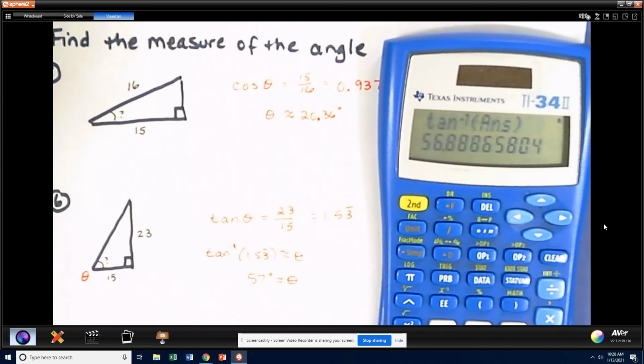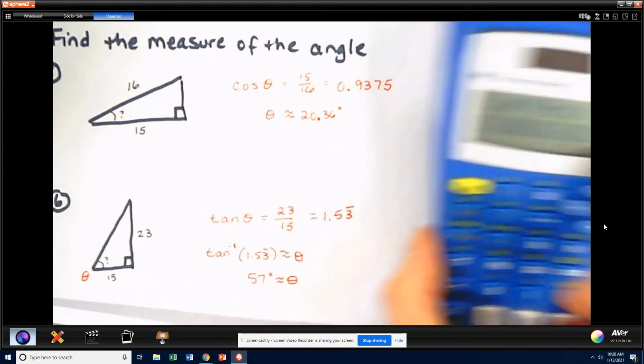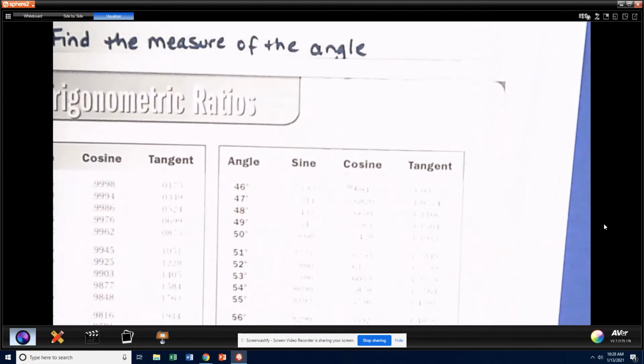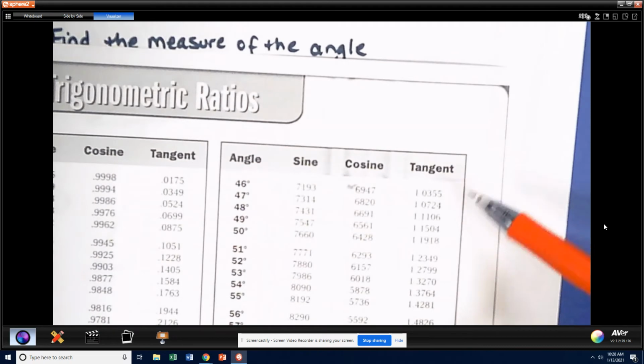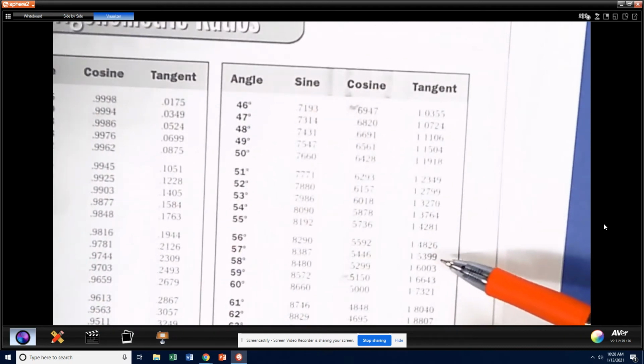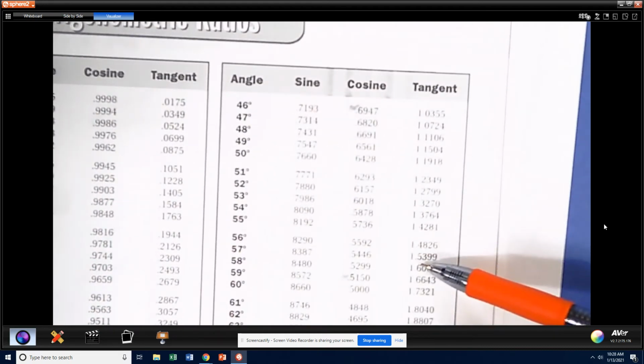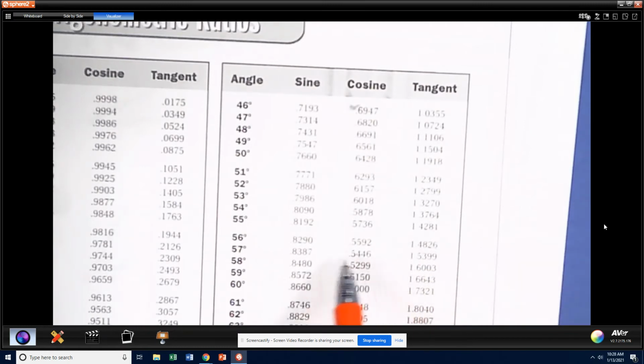Again, I want you to know how to use a trig table because they are actually easier. So in this case, let's go back to here. We knew that tangent was 1.53333333. I look for that in my trig table. I find the tangent column. I go down that tangent column till I get to 1.53-ish. Here's 1.539. And I read across 57 degrees.